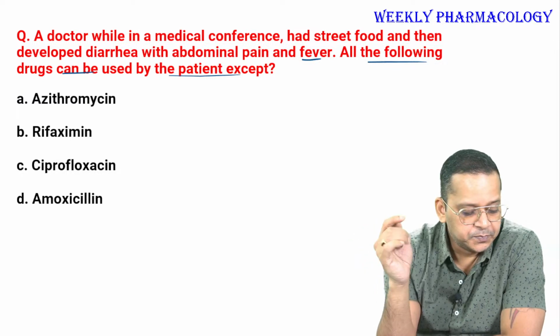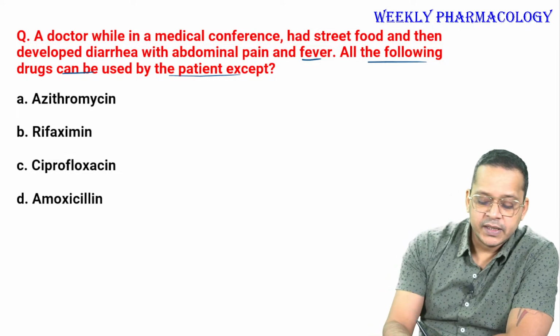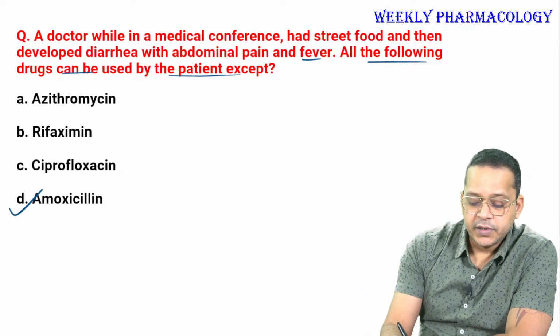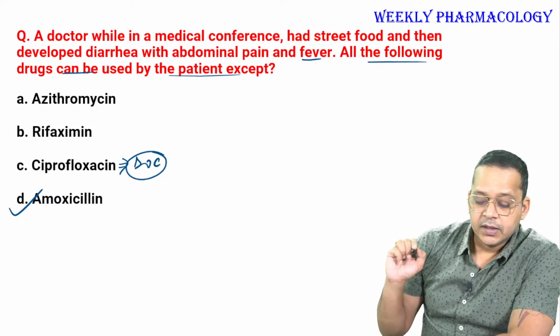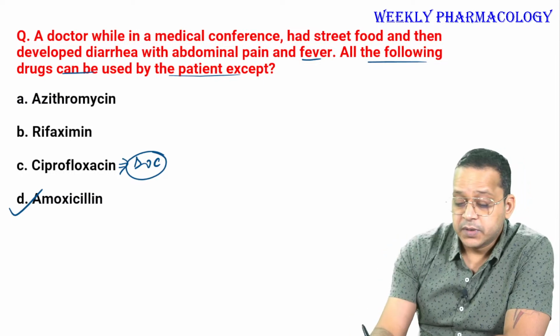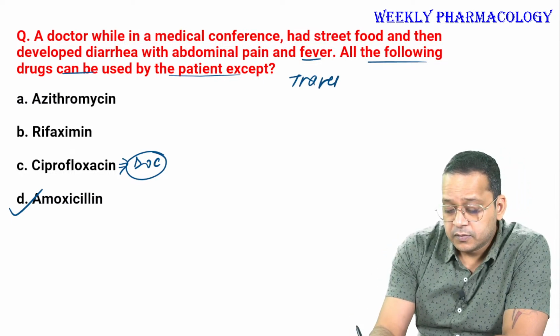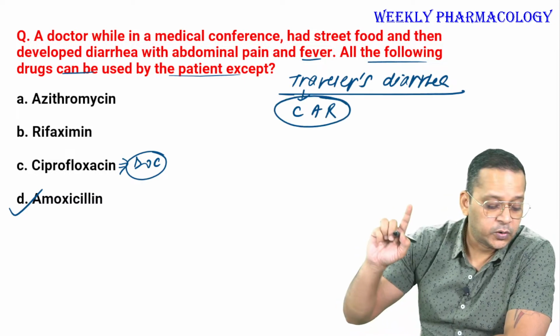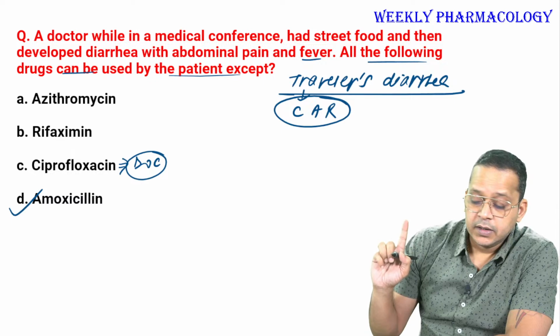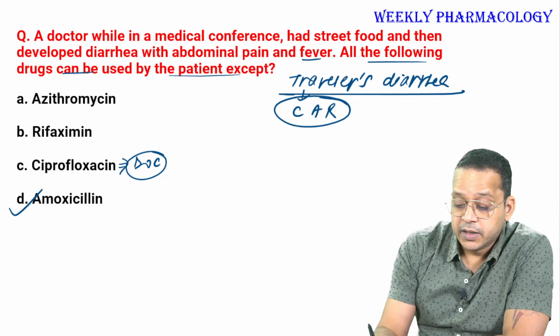All right, guys. Here, remember, amoxicillin is the answer. Usually, for traveler's diarrhea, the drug of choice is ciprofloxacin, right? So it's a case of traveler's diarrhea. And you travel mostly by a car.